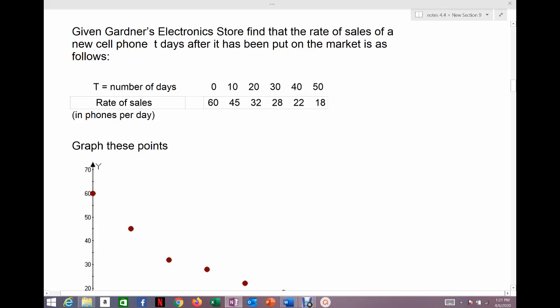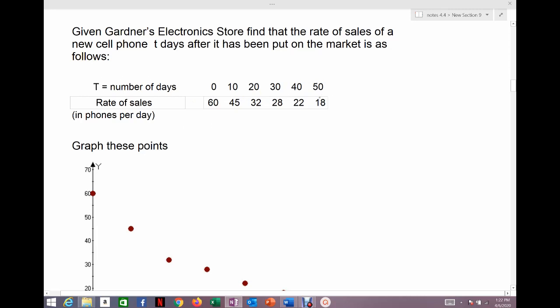So we calculated that the rate of sales of a new phone T days after it's been put on the market is the following. We're basing this on, again, some type of statistical information. So either we've observed it or it's based on some type of modeling. We assume over the first day, which is time 0, the rate of sales will be 60 phones per day. 10 days later, it'll be 45. 20 days later, 32. Up to 50 days later, it'll be down to 18 phones per day.